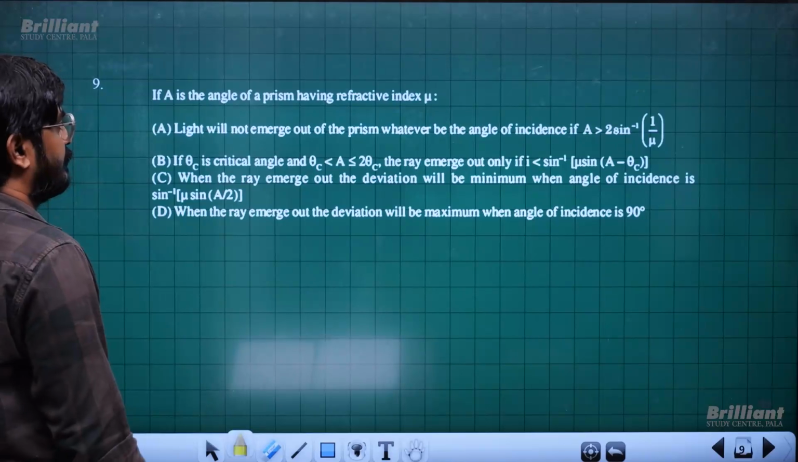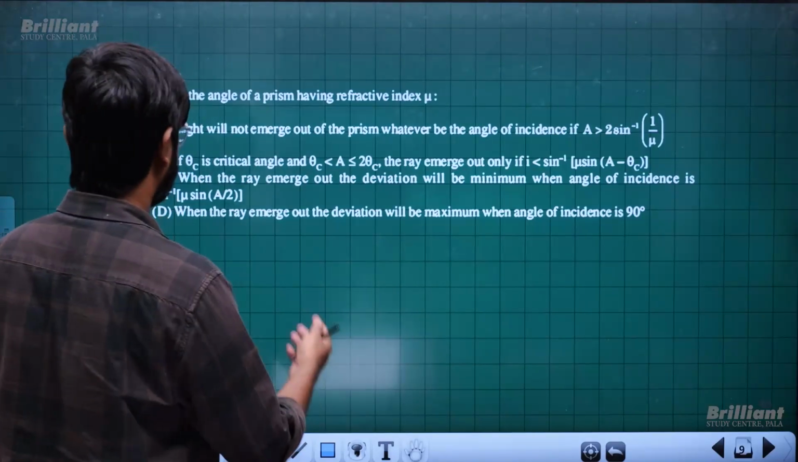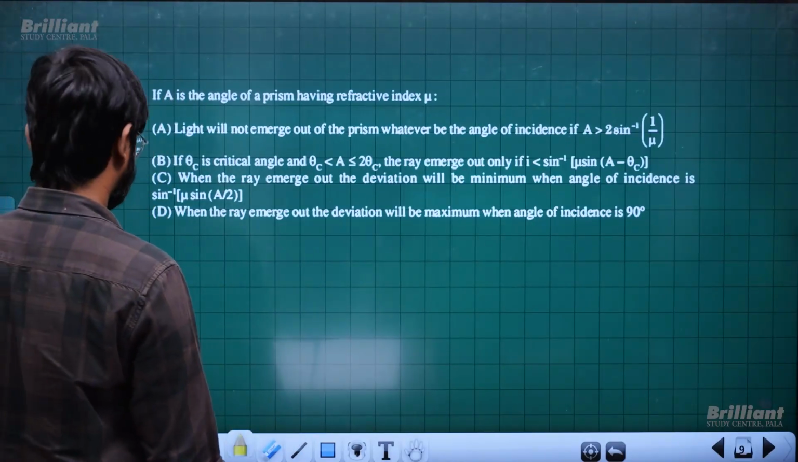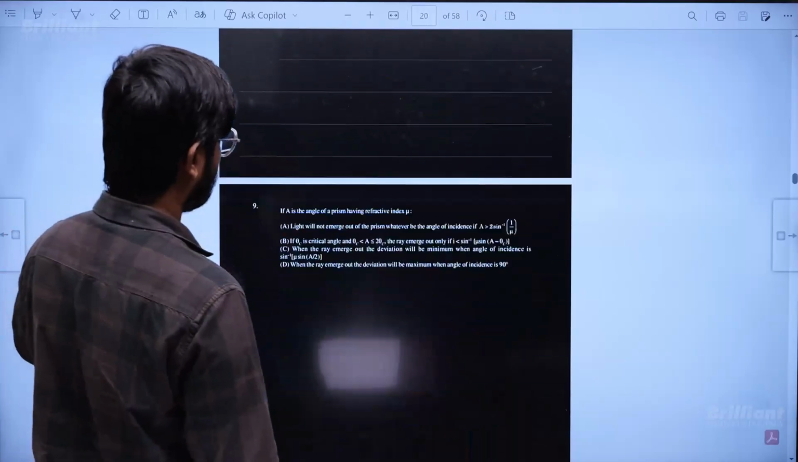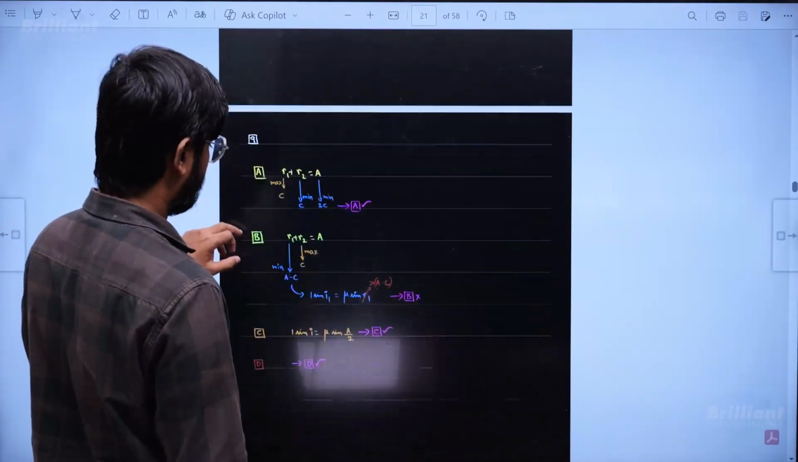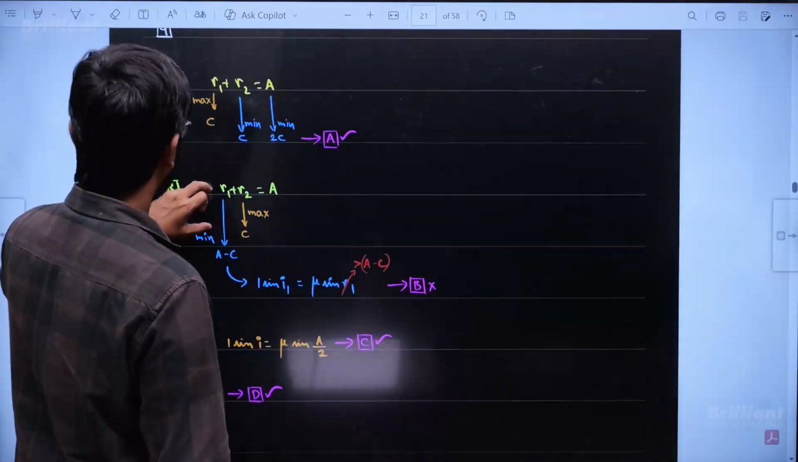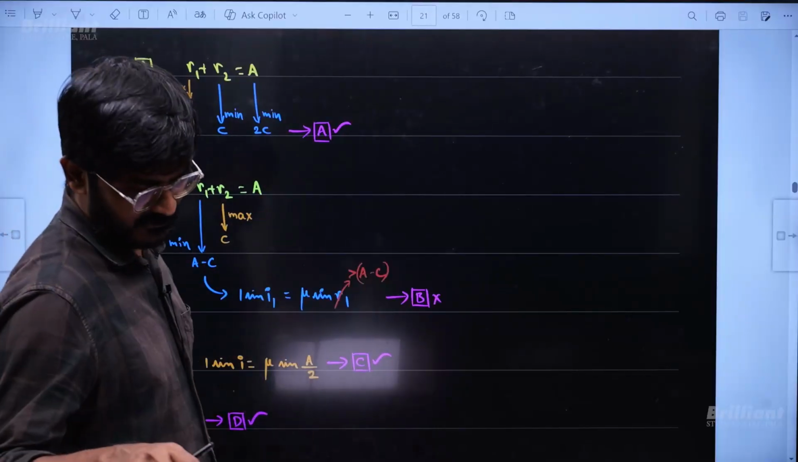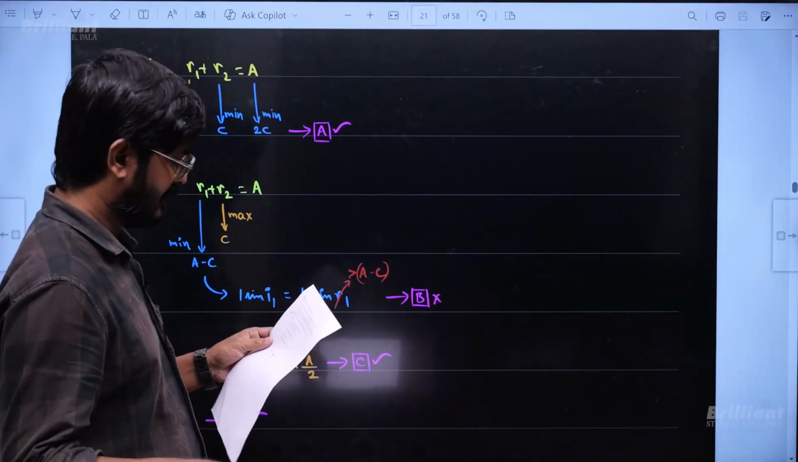If A is the angle of the prism having refractive index mu, there were a couple of options, and most of them you would have learnt in the class. I didn't write it in an explanatory way, but that should roughly give you the idea.